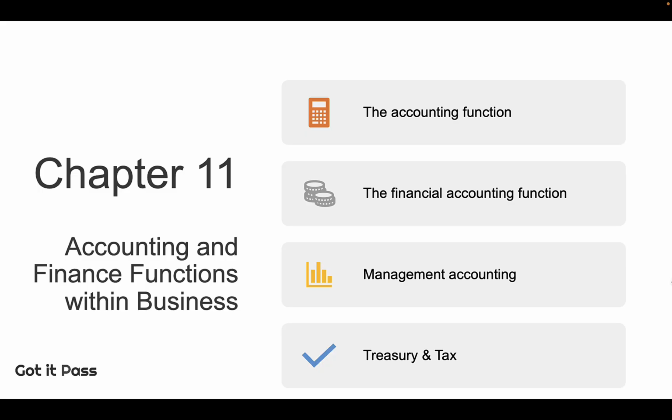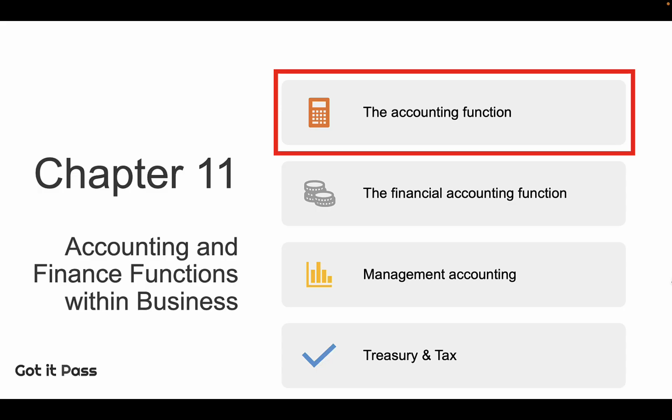First, we will have an introduction of the accounting function, and also talk about what items or what departments should be within the accounting function. Next is followed by the financial accounting function discussion, and then the management accounting. The final part of the chapter is about treasury and taxation. So let's start with the accounting function.